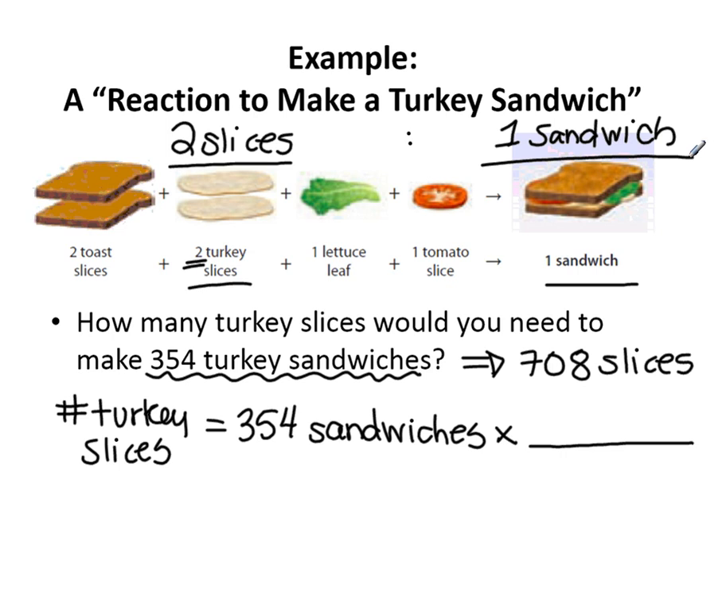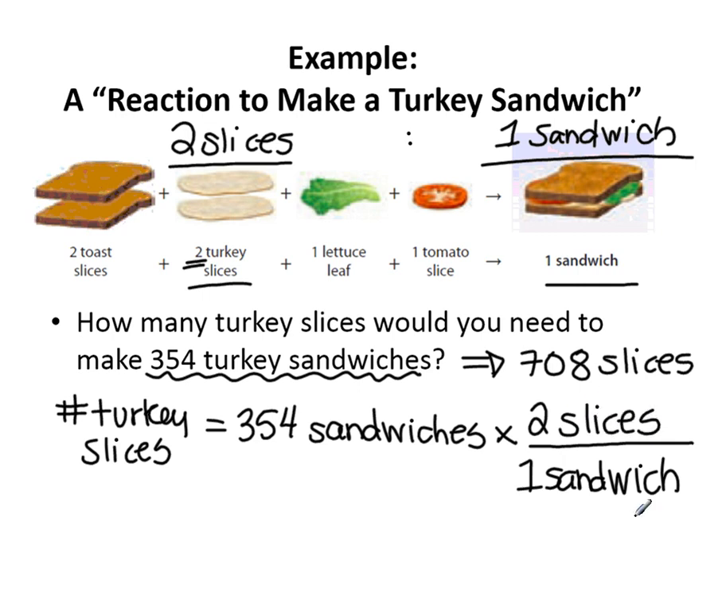Which one's going to go where? Again, it has to do with your units. I want to get rid of sandwiches. Sandwiches is going to go in the denominator. And then on the top, I'm going to put slices, because that's what I'm solving for. And that's the other half of my ratio.